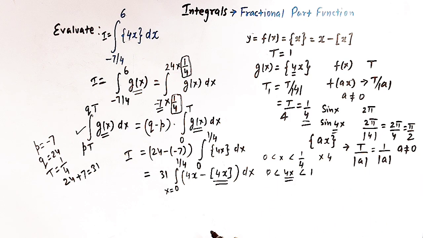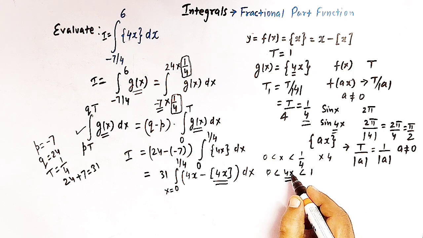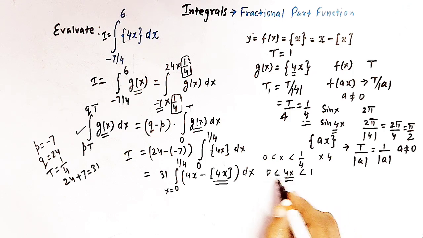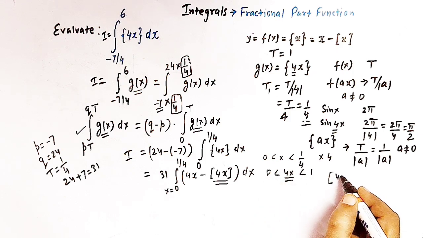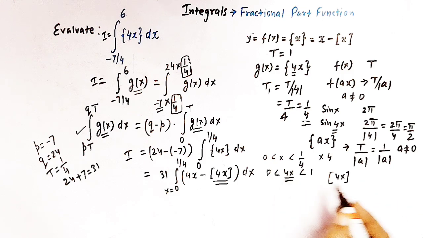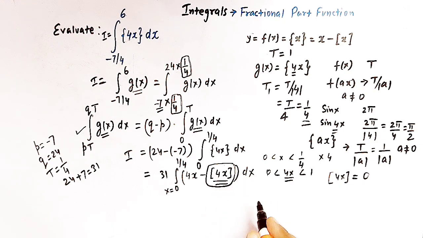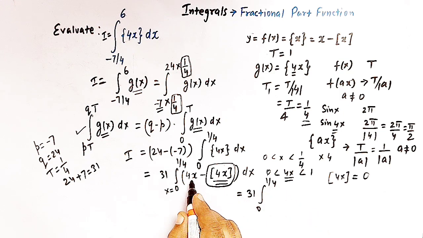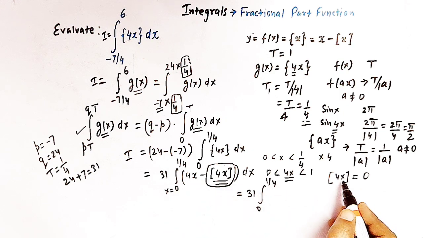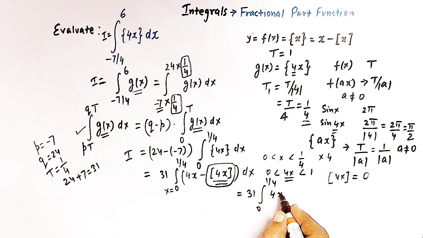So by the definition of greatest integer function, anything lying between 0 and 1, the greatest integer of that term should be equal to 0. So here this term is equal to 0. So now we are left with 31, and here we have 0 to 1 by 4, and here we have 4x minus 0, because greatest integer of 4x is 0. So we have simply 4x, and here we have dx.